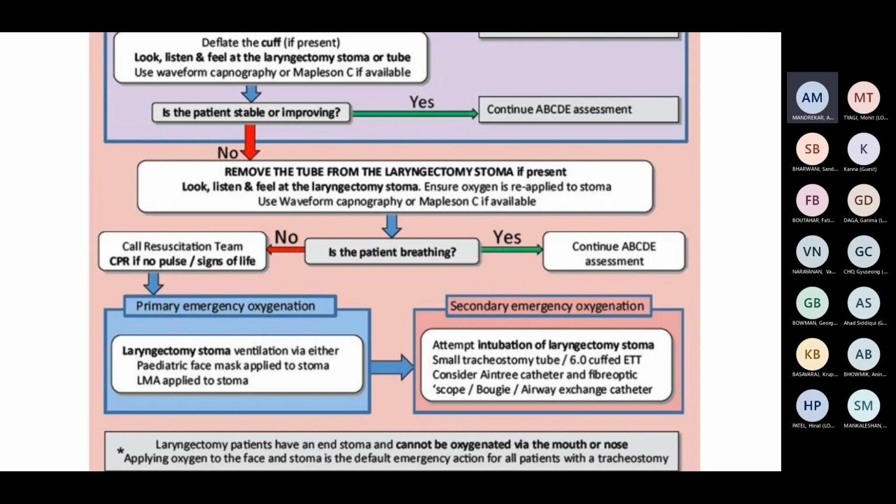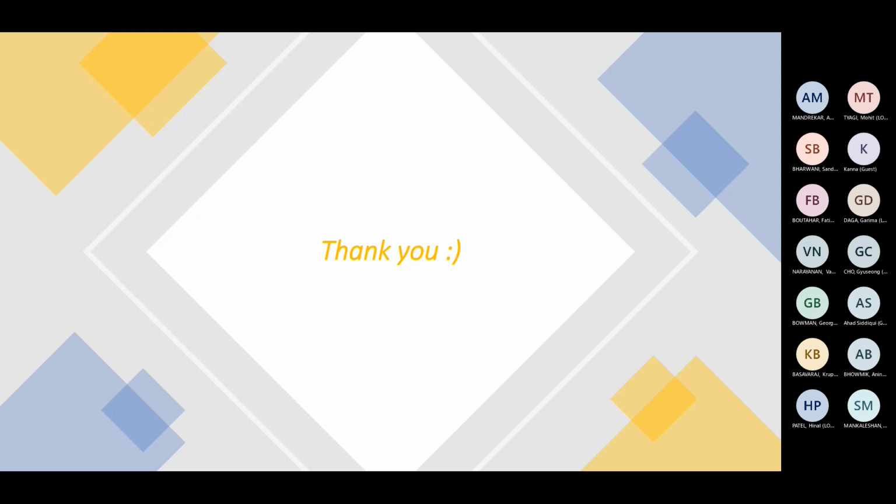And then again, if this doesn't work, then you would approach intubation by using a small tracheostomy tube or a size 6 endotracheal tube, which is the same as in the previous algorithm. You can use an Aintree catheter, which is a scope passed through a bougie or an LMA. And this is the end of the presentation. Thank you all for listening.